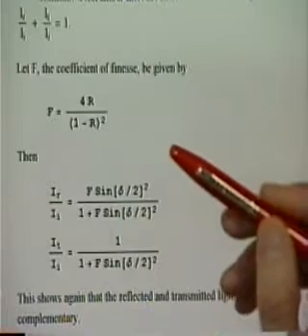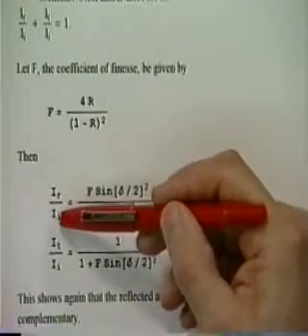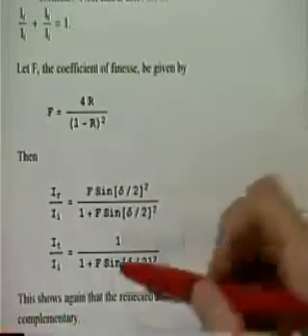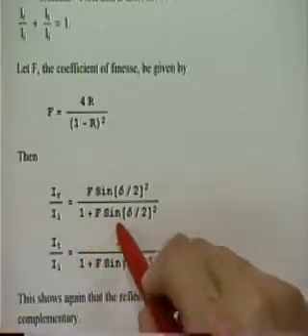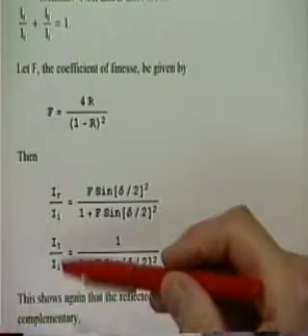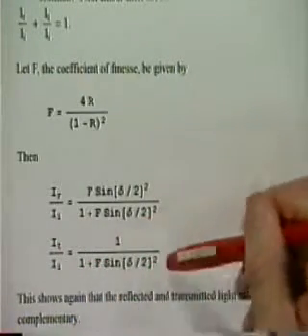it's very straightforward, you get that I sub r over I sub I is F sine squared of delta over 2 divided by 1 plus F sine squared of delta over 2. And I sub t over I sub I is 1 over 1 plus F sine squared of delta over 2.